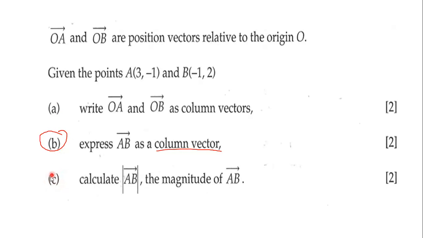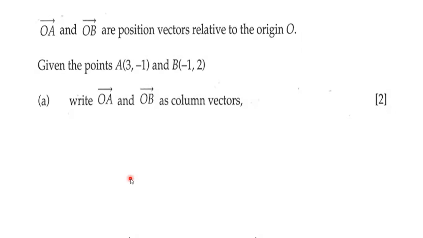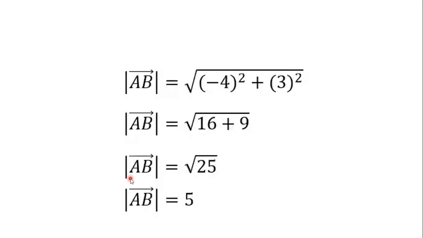Now let us look at C, right? For C, we want to calculate the magnitude of AB. And this is the symbol for the magnitude of the vector AB. We want to know what is the size of AB. How big is the vector AB? So how do we compute the magnitude? We know that AB is negative 4 and 3, and we're going to consider the magnitude of AB.